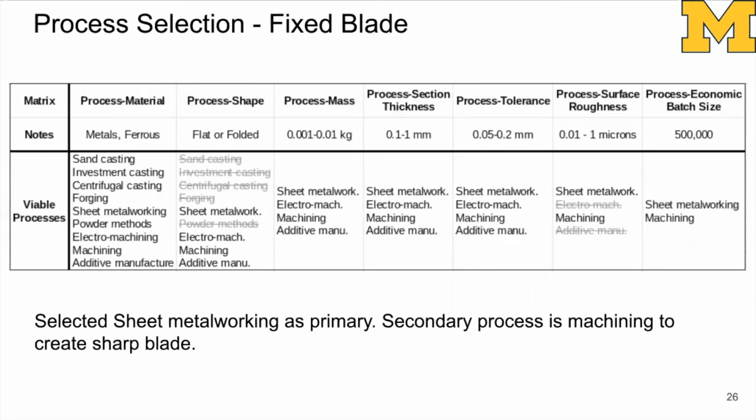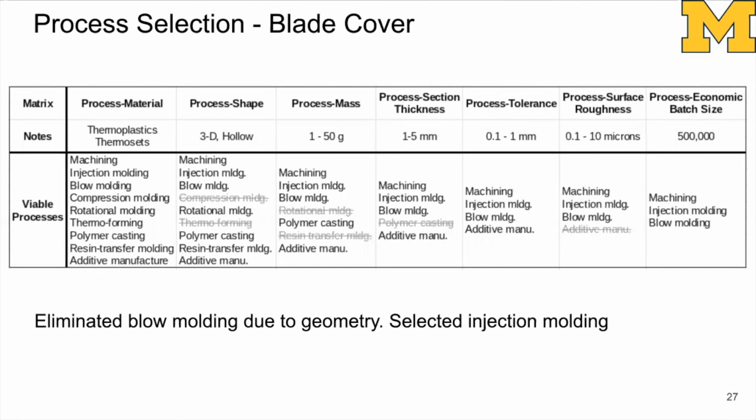Next, for our process selection, we considered the fixed blade, and going through the process selection matrix, we finally worked our way down to sheet metal working or machining as our primary processes. We selected sheet metal working as primary due to its lower cost, but a secondary process is machining to create a sharp blade. Next, we looked at the blade cover, and for our process selection matrix, we eventually found machining, injection molding, and blow molding as feasible processes. We eliminated blow molding due to the geometry, and we selected injection molding as it is low cost.